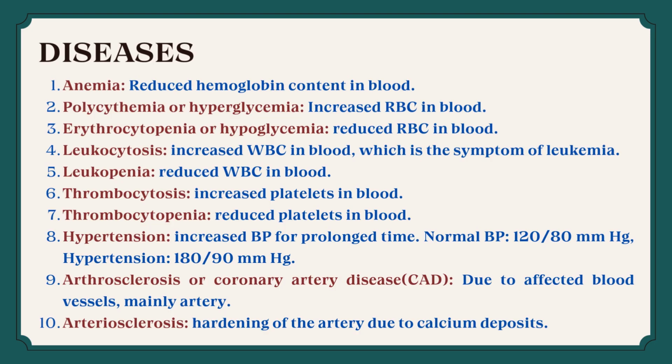Diseases related to circulation. Anemia, due to the reduced hemoglobin content in blood. Polycythemia, due to the increased RBC in blood. Erythrocytopenia, due to the reduced RBC in blood. Leukocytosis, due to the increased WBC in blood, which is a symptom of leukemia. Leukopenia, due to the reduced WBC in blood. Thrombocytosis, due to the increased platelets in blood. Thrombocytopenia, due to the reduced platelets in blood.